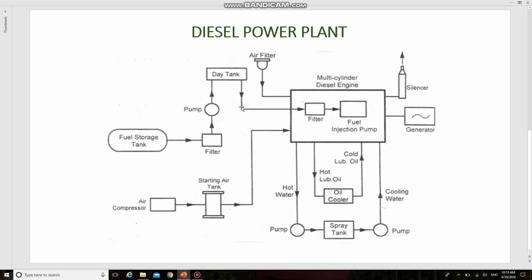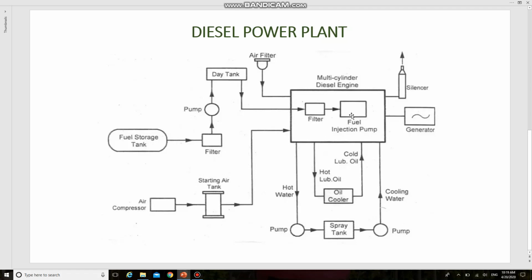Okay. Next one is lubrication system. It includes oil pumps, oil tanks, oil cooler and pipes. It is used to reduce the friction of the moving parts and reduce wear and tear of the engine parts such as cylinder walls and piston.